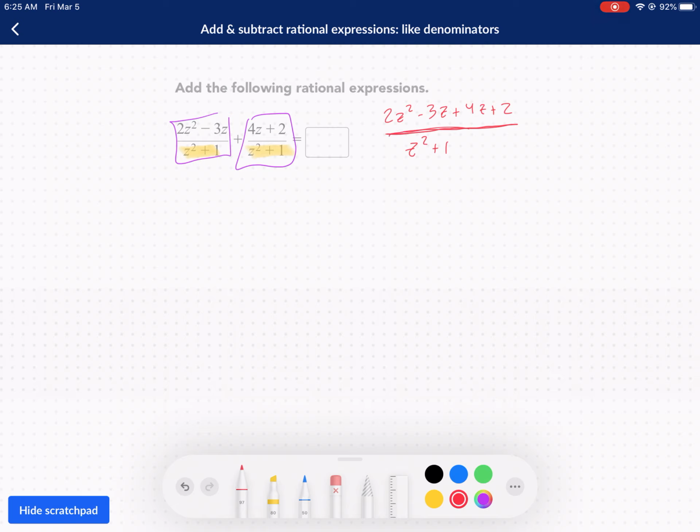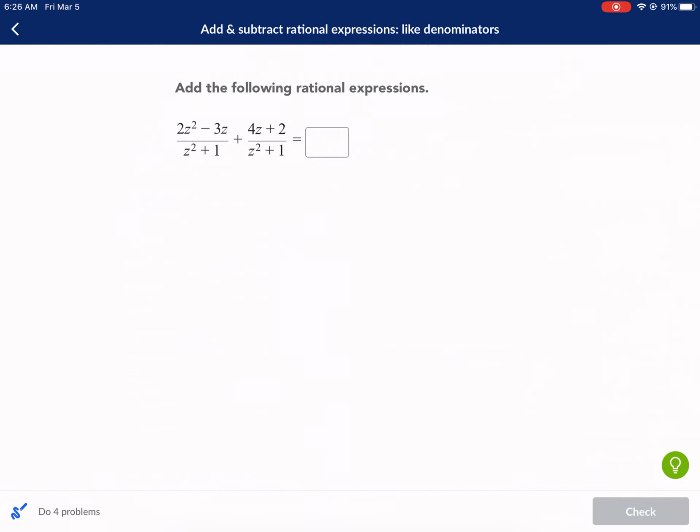Okay? Now, from here, we're going to combine like terms. So we have negative 3z plus 4z. That's going to give us positive 1z. So we got 2z squared plus 1z plus 2. Okay. So that's what we have in the top, and then the bottom we have z squared plus 1. Now, sometimes you might be able to factor the top further. In this case, I do not think you can factor it any further. Fairly certain of that. So we're just going to leave it like that and put the denominator down, and we're done.